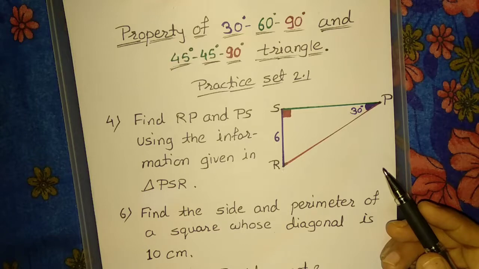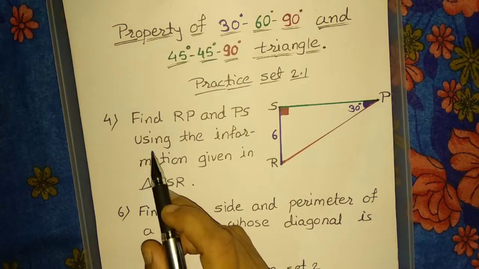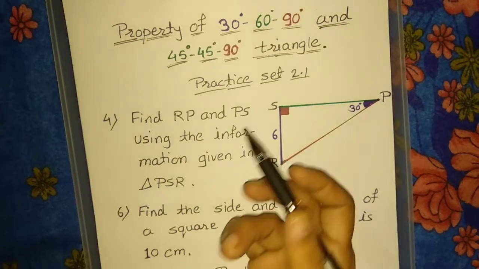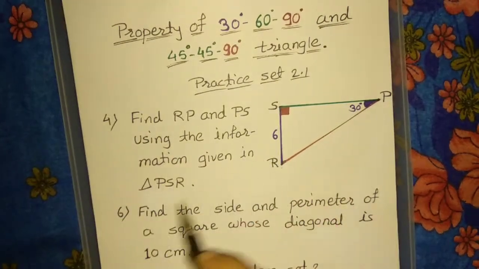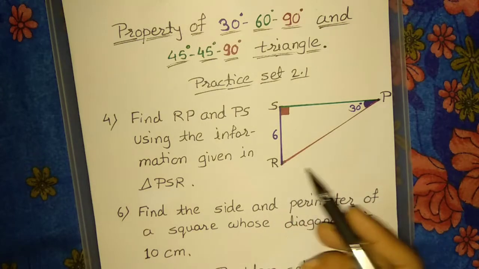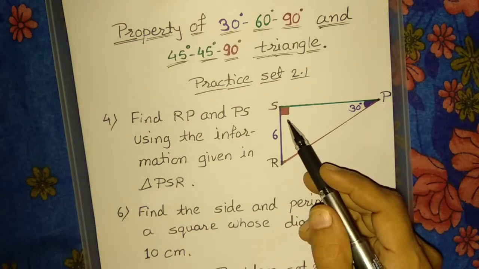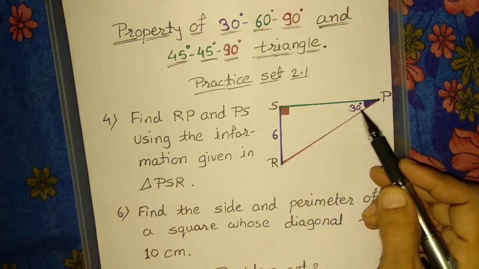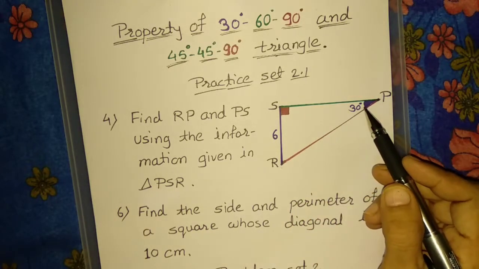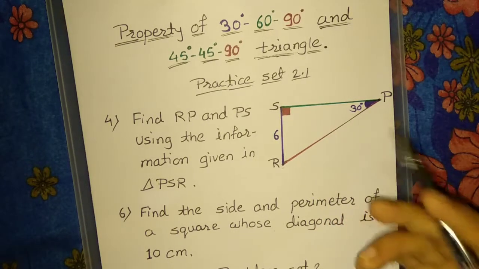The first question is, find RP and PS using the information given in triangle PSR. In triangle PSR, S is right angle and P is 30 degree and SR is 6.